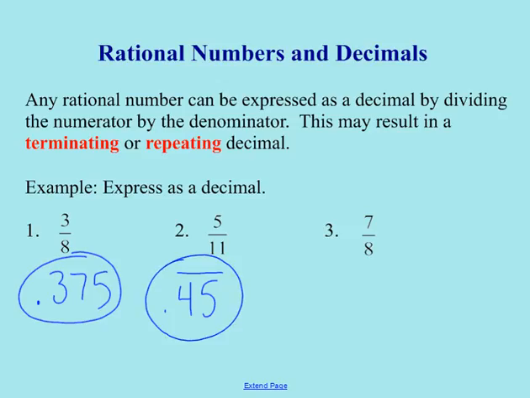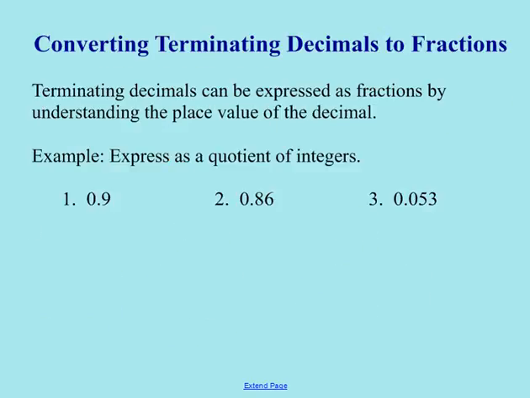Number 3, 7/8. Simply take your calculator. 7 divided by 8 is 0.875, another terminating decimal because it ends after that. All right, next we're going to convert terminating decimals to fractions. So terminating decimals can be expressed as fractions by understanding the place value of the decimal.